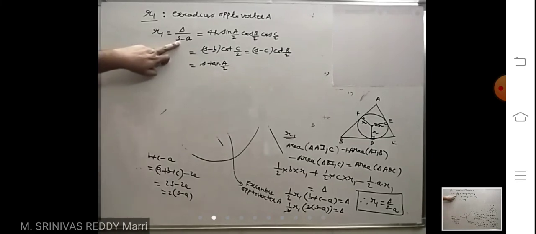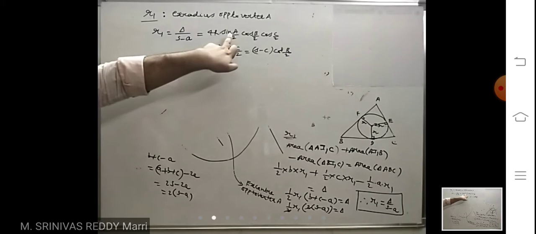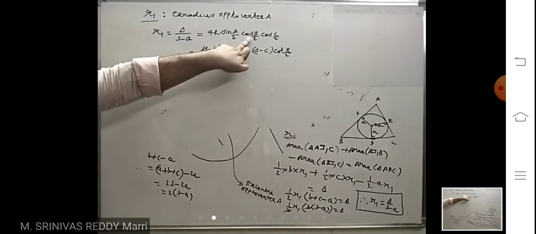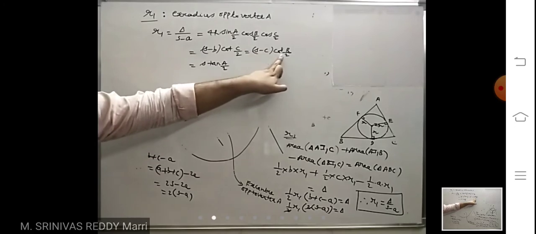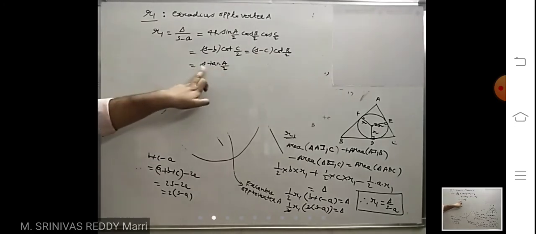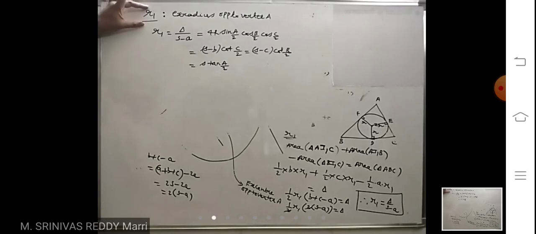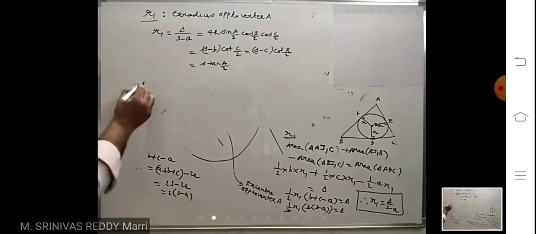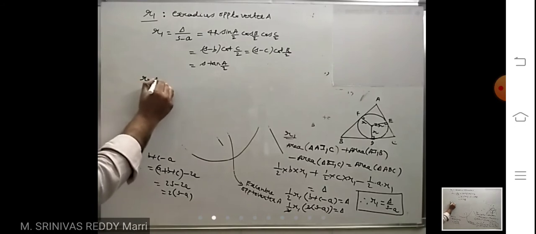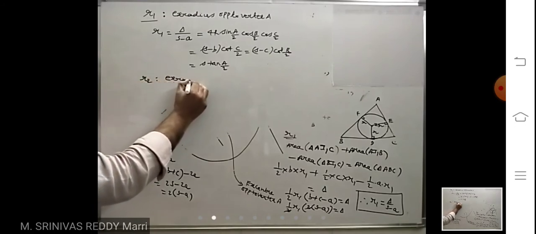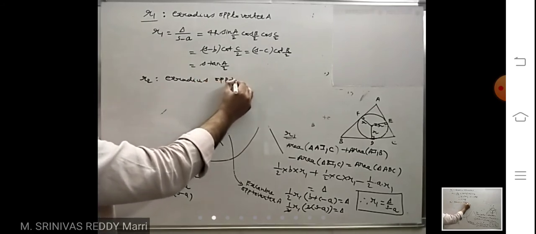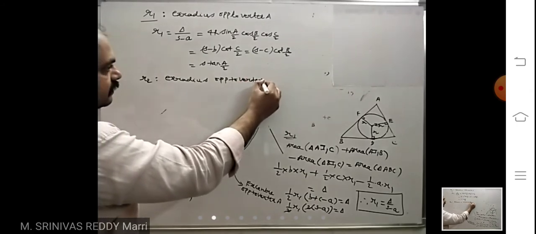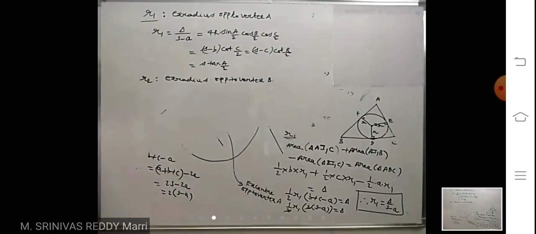Delta by S minus A, the basic formula. And in terms of angles, 4R sin A by 2, cos B by 2, cos C by 2. Then if you know angle C, S minus B cot C by 2. If you know angle B, S minus C cot B by 2. And if you know angle A, S tan A by 2. These are the formulae for R1, right? Next, R2. Whenever R2 is there, you have to replace this exradius, opposite to vertex B.